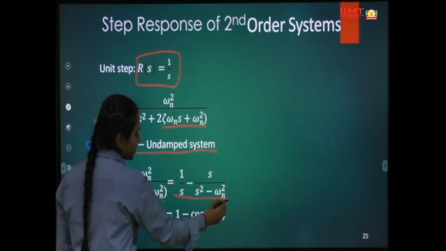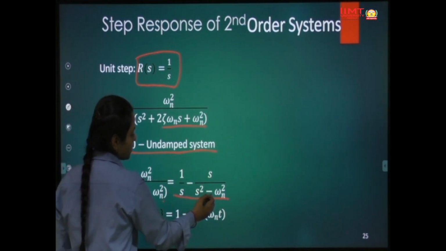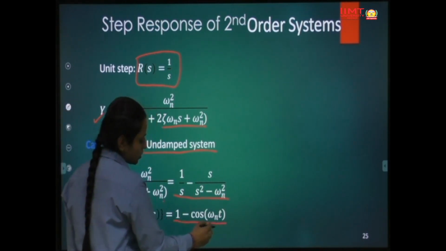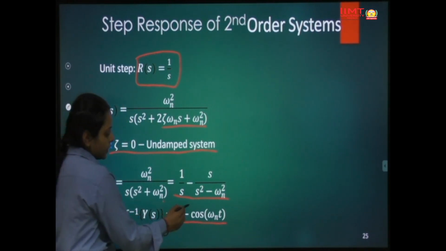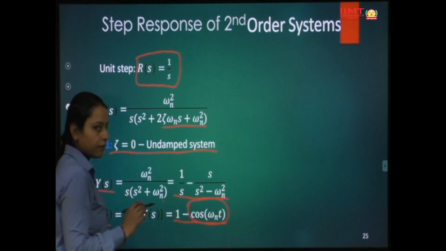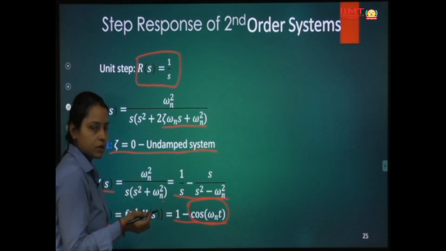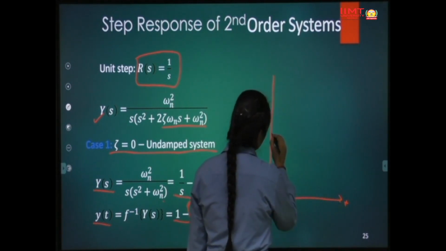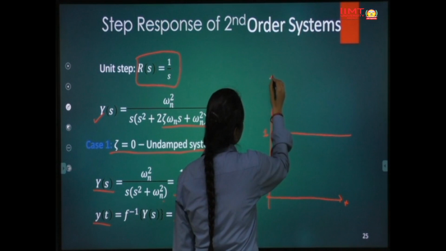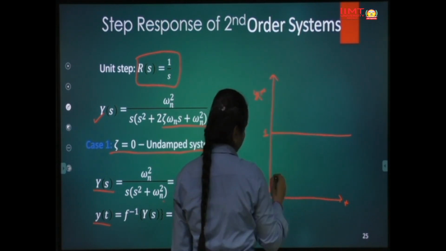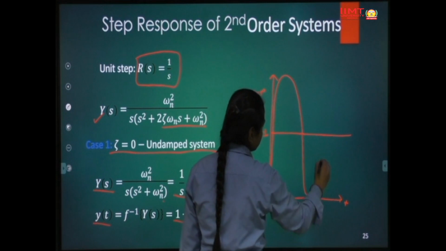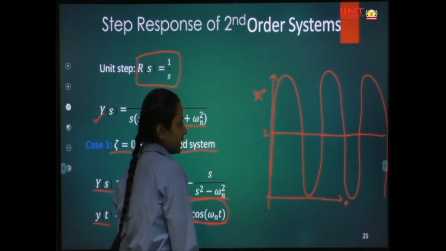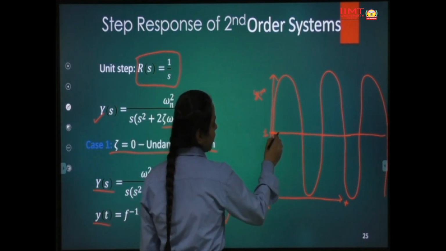If we do the partial fraction, we get 1 upon s minus s upon s square plus omega n square. So we get y(t) equal to 1 minus cos omega n t. If we see this, because of this term, it will not vanish at infinity. There will always be some oscillations, and we get the graph like this. It will oscillate around the value 1.